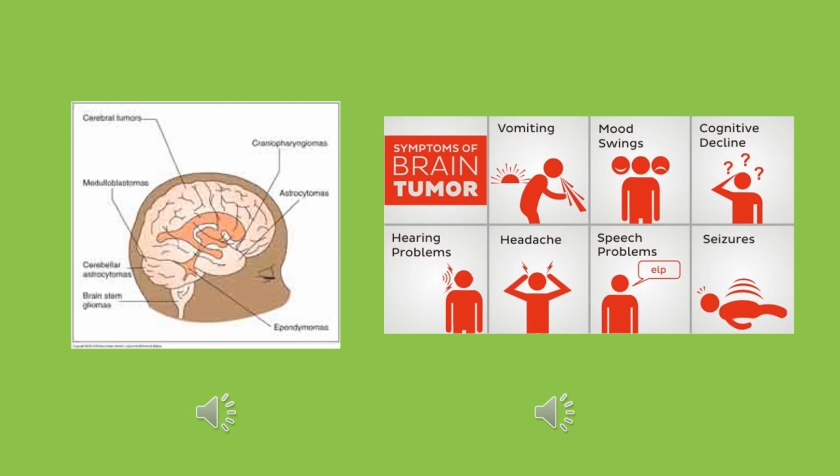All right, neoplasms of the brain. It's brain tumors. Brain tumors are the second most common form of cancer, and they're the most common solid tumor form that we see in children.